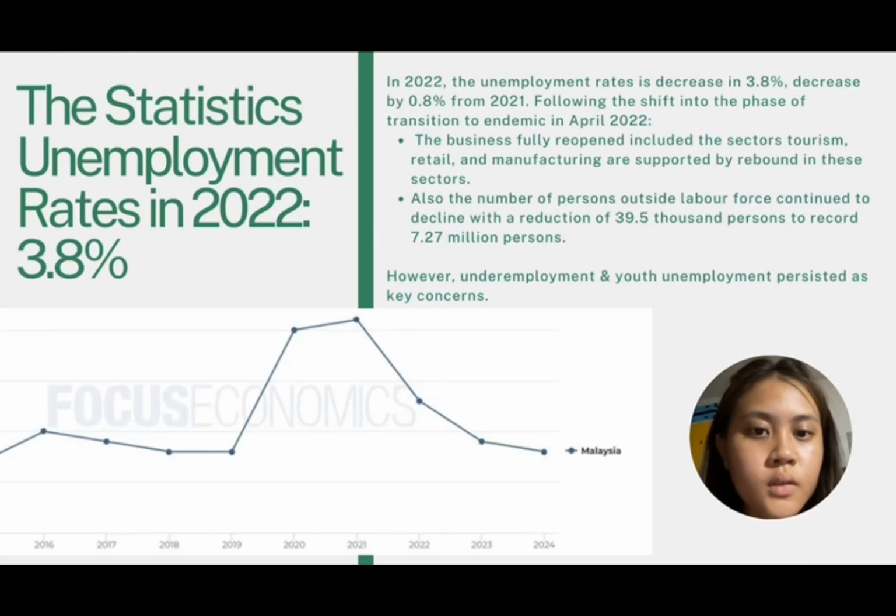In 2022, the unemployment rate decreased to 3.8%, a decrease of 0.8% from 2021, following the shift into the phase of transition to endemic in April 2022. Businesses fully reopened, and the number of persons outside the labour force continued to decline, with a reduction of 39.5 thousand persons to record 7.27 million persons. However, underemployment and youth unemployment persist.